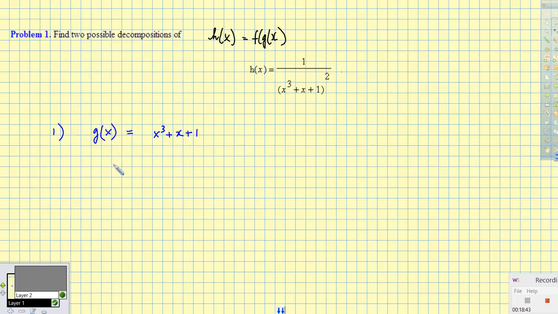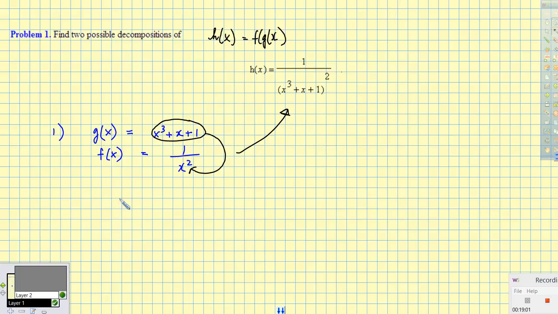So if g of x is equal to x cubed plus x plus 1, then f of x would have to equal 1 over x squared, because the x cubed plus x plus 1 has to be inserted in there to give us the final product of the h of x function.